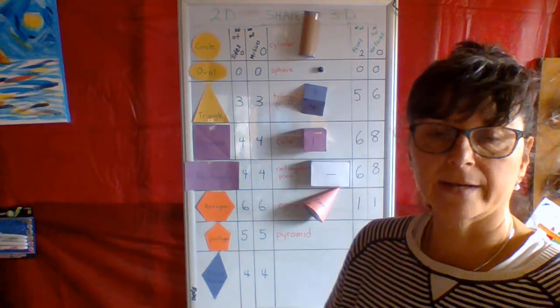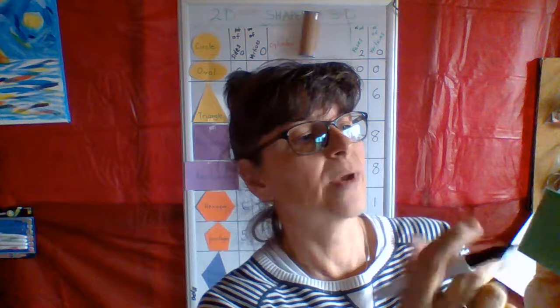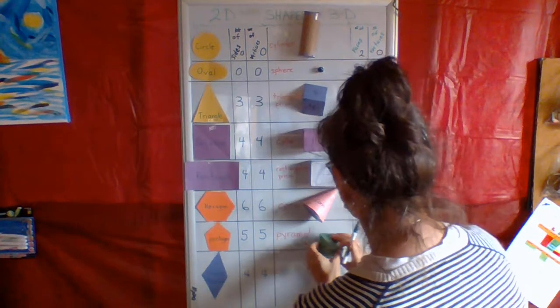So, we just counted everything. Anyway, let's count all the faces together. So we have one face on the, let me start here. 1, 2, 3, 4, and the bottom will be 5. So we have 5 faces on our pyramid.